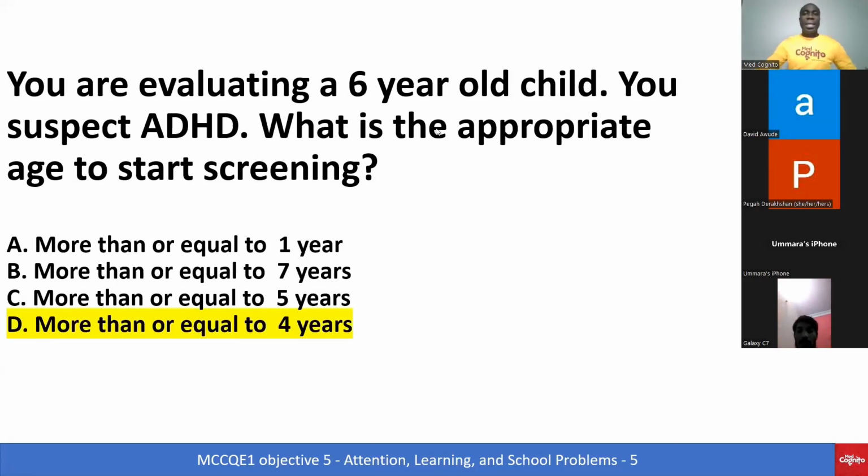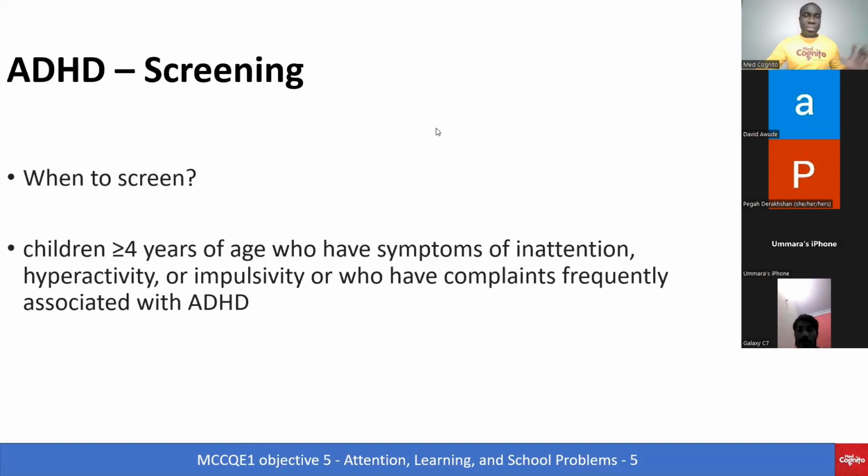Textbooks and official pediatric portals say that you screen children more than or equal to 4 years of age who have symptoms of inattention, hyperactivity, or impulsivity, or who have complaints frequently associated with ADHD. That is when you screen. So please write this down as we study. When am I going to screen a child for ADHD? When that child is more than or equal to 4 years.